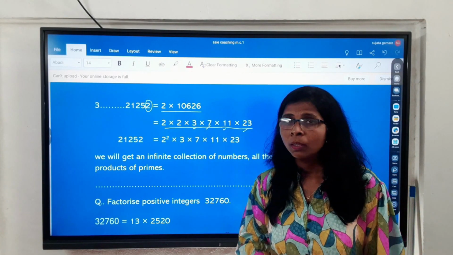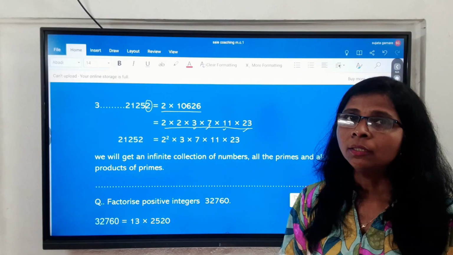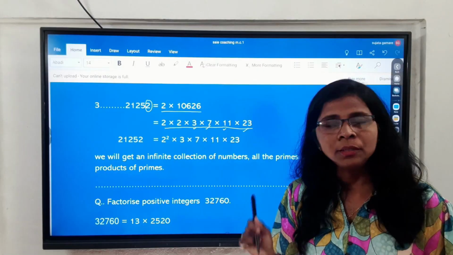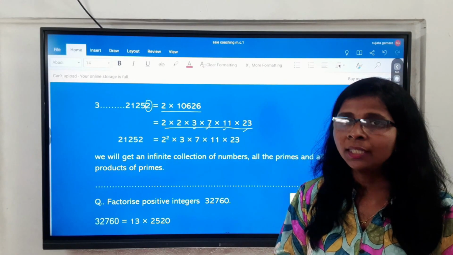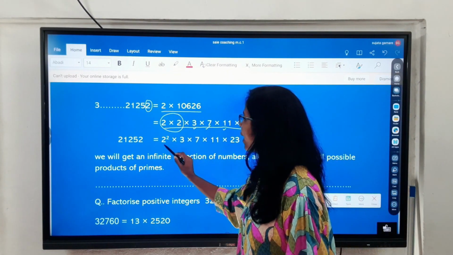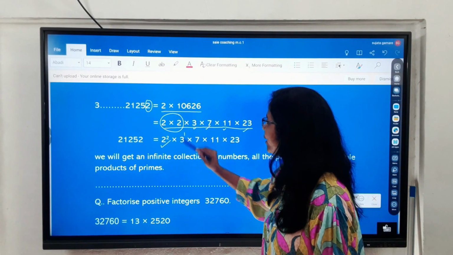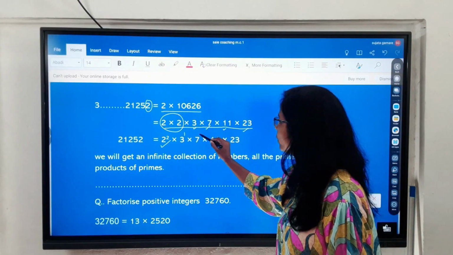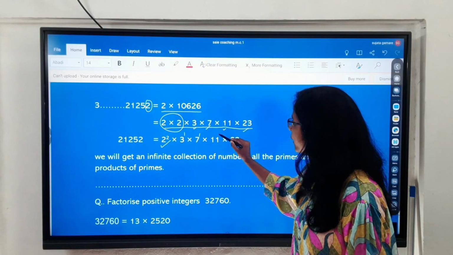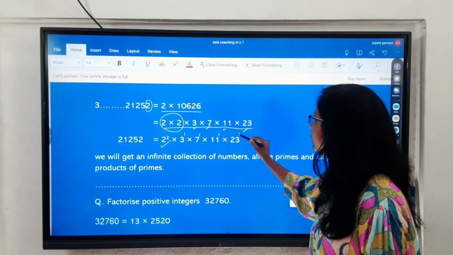But now, as this is the product form, and I want this product in a power form, I represent these primes in a power form. Then I write this as: 2 comes 2 times, so I write here 2 squared. 3 is 1 time, so I write 3 raised to 1. 7 comes 1 time, so I write 7 raised to 1. 11 comes 1 time, so I write 11 raised to 1. And 23, that is 23 raised to 1.